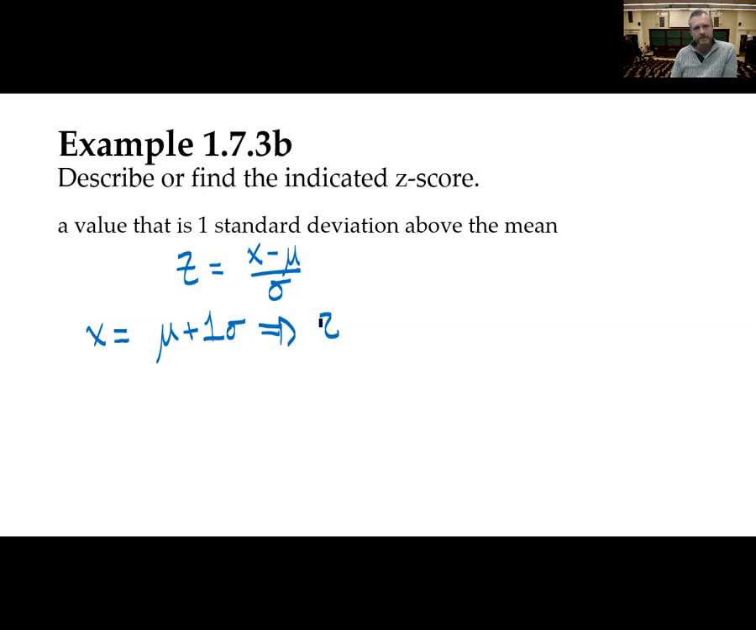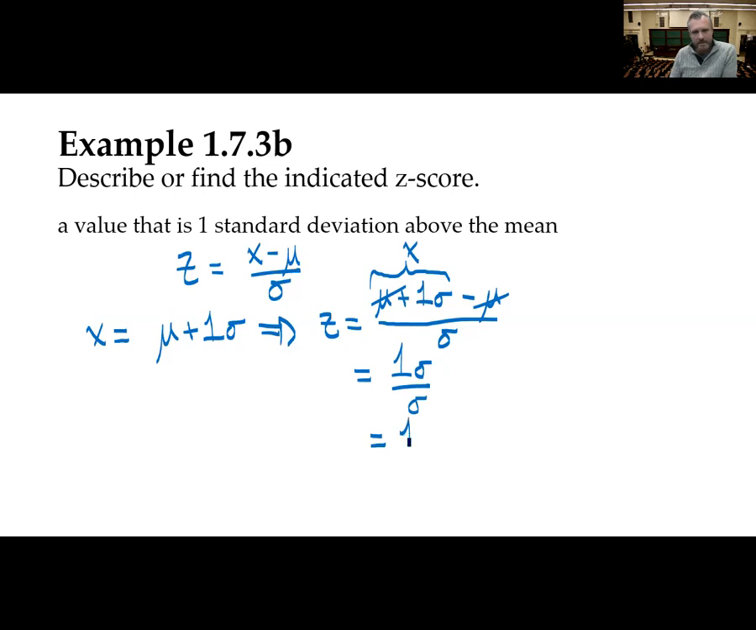So we take the mean and add one standard deviation. All right, well, what does that do to this formula? Well, x is now mu plus one standard deviation. Again, this piece right here, that's x, and that's all over sigma. Well, what do you notice? The mu's are gone. Mu minus mu is 0. And you've got 1 sigma over sigma. And yeah, you might not write 1 sigma, but I'm trying to bring up a point here. Notice z is 1. When x was 1 standard deviation above the mean, z is 1.